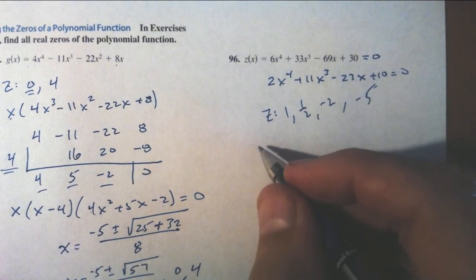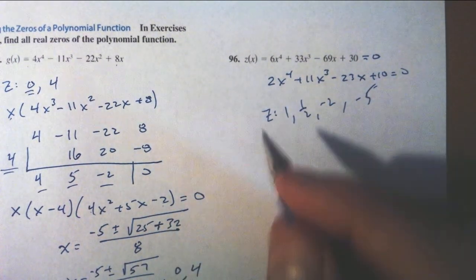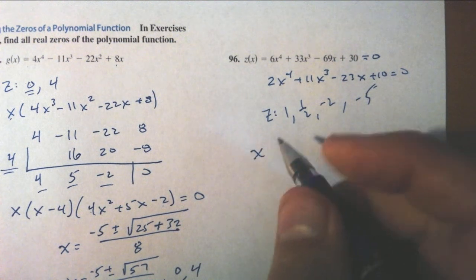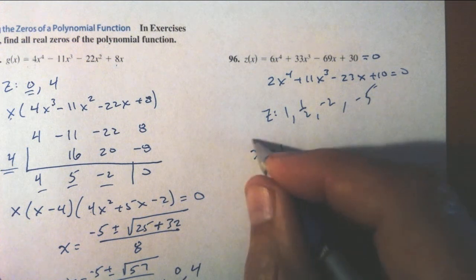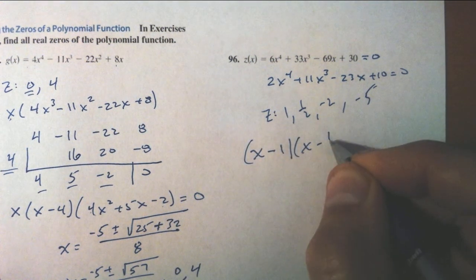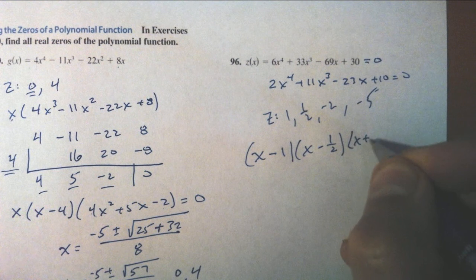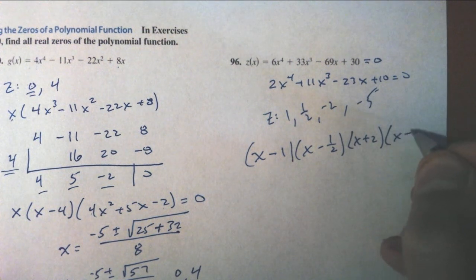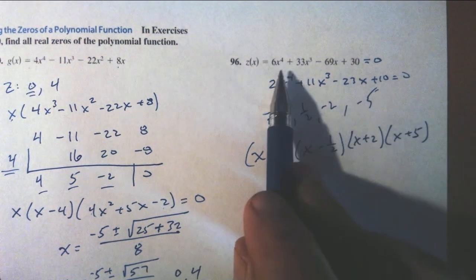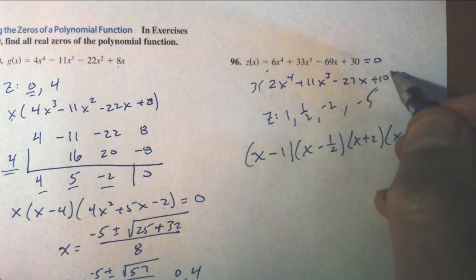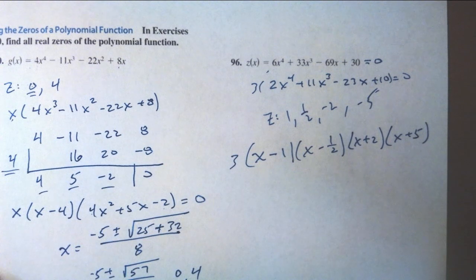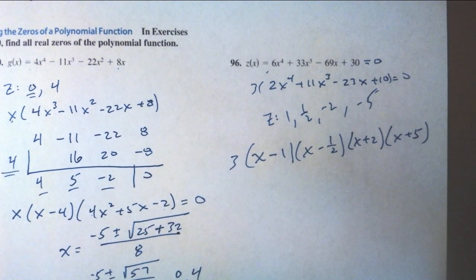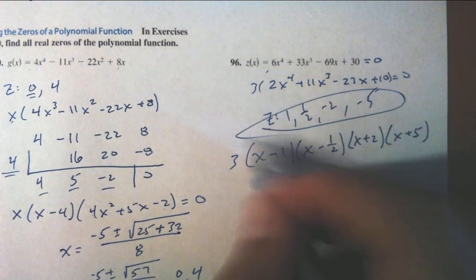So my factors, well, we've got all the zeros. If I was going to factor this, I'm going to go ahead and do it. I'll show you something that happens here. I've got an x minus 1 times an x minus 1/2 times an x plus 2 times an x plus 5. However, I factored a 3 out of this to begin with, so there's a 3 here that could go back into there. Okay, so anyway, there's our zeros.